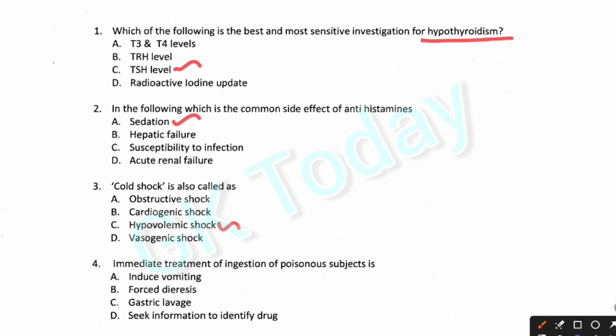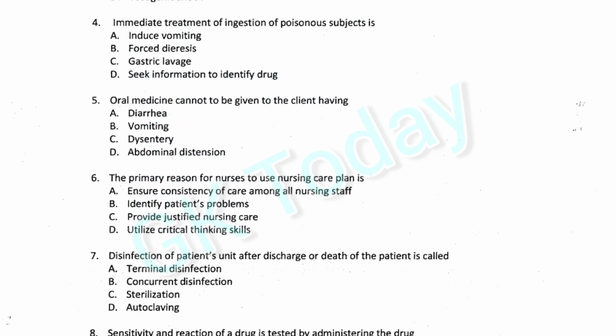Question number 4, immediate treatment of ingestion of poisonous substances is? Option C, gastric lavage. Immediate treatment of ingestion of poisonous substances is gastric lavage.